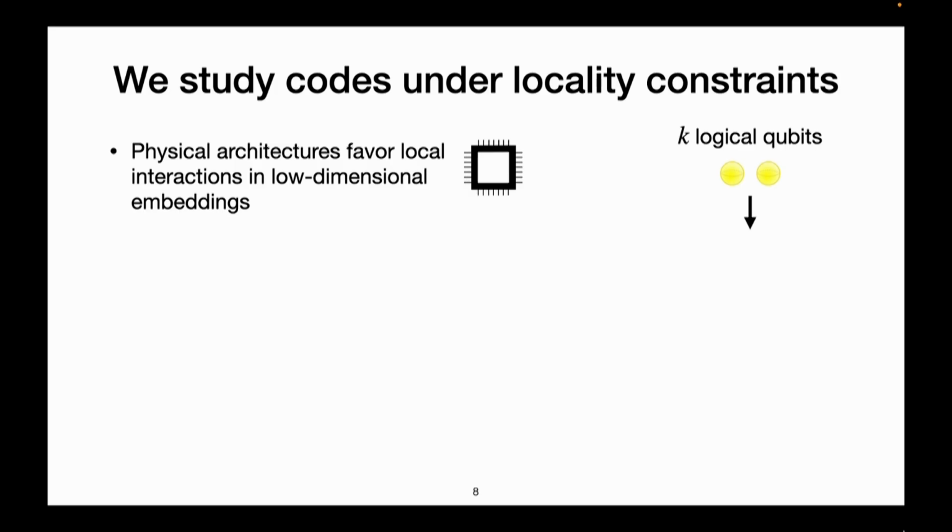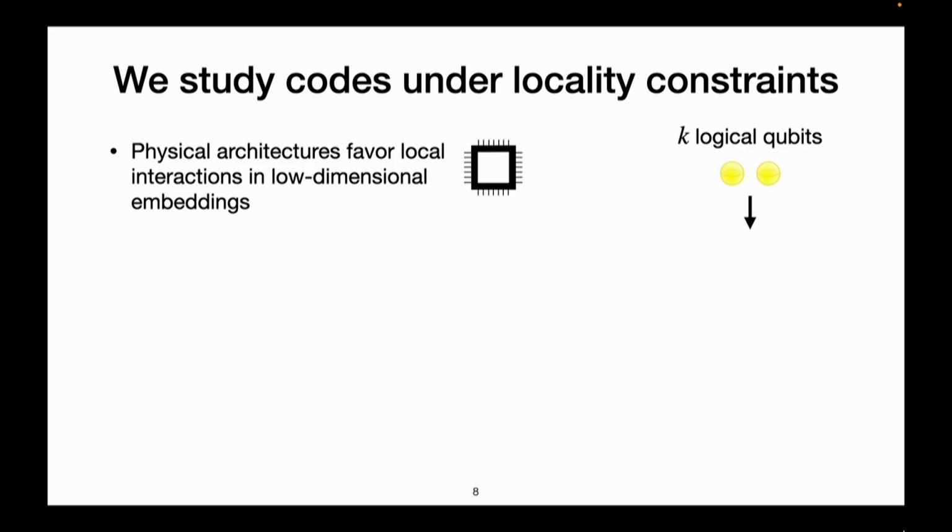And this is of interest because physical architectures for quantum computers favor local interactions in low-dimensional embeddings. So what does this mean? First, just informally, if you have a stabilizer code, you need to put your qubits somewhere in space. And then if you want to correct errors, you need to do some measurements of the stabilizer generators, which is easier if the qubits are close together. So roughly speaking, by embedding, we mean we put the qubits somewhere, and by local, we mean the qubits are close.